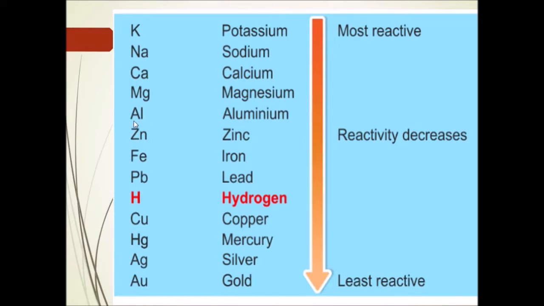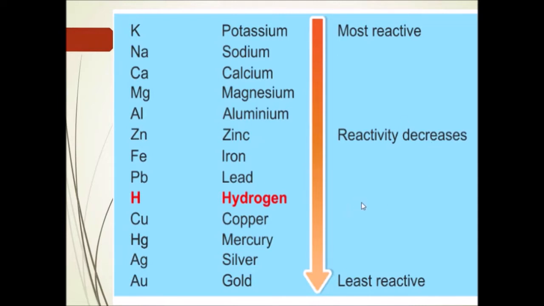Next we have moderately reactive metals. Moderately reactive metals are zinc, iron, lead and copper. The oxides of these metals are reduced to respective metals by using a suitable reducing agent. Now what can be the suitable reducing agent? How to choose the suitable reducing agent?